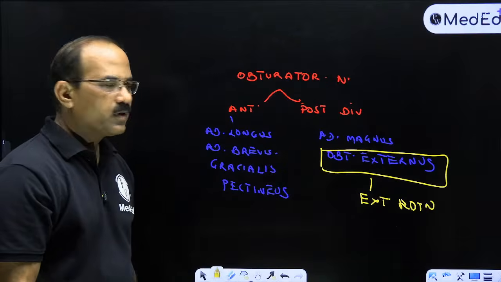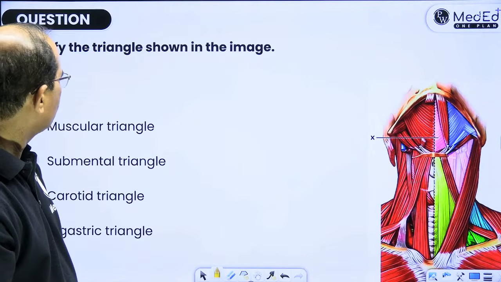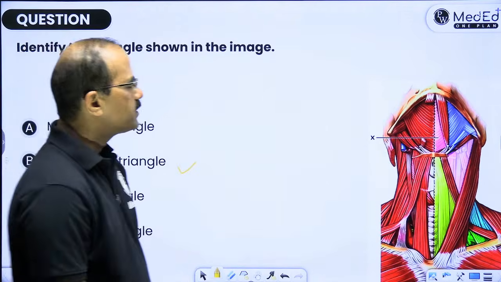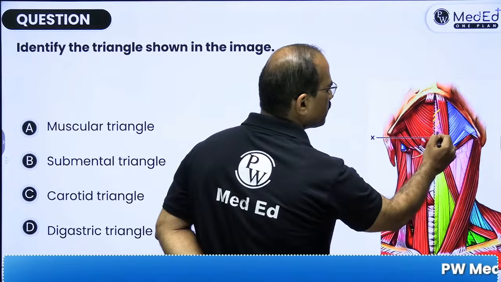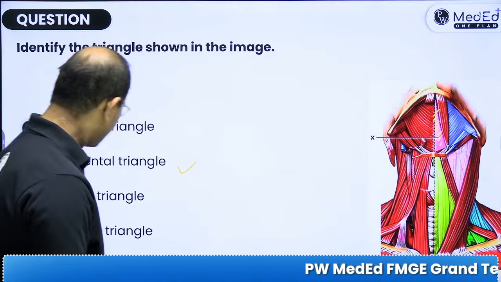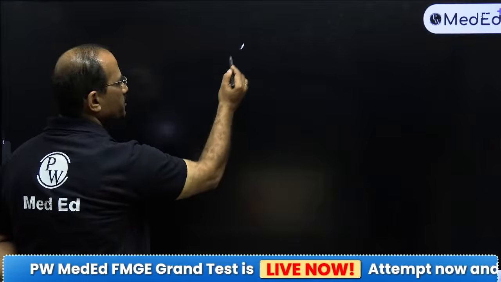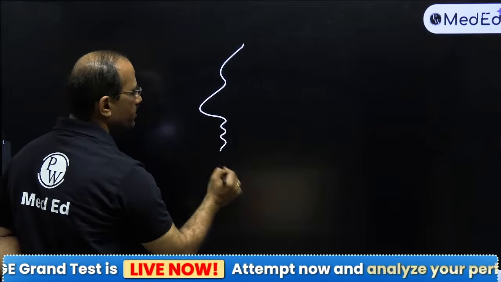Okay, chalo. Now see this. Identify the triangle. What is this triangle? That's a submental triangle. Okay, I'll just draw one slide for you. फटाफट ये triangles के नाम बताइए. Look, this is beautiful.